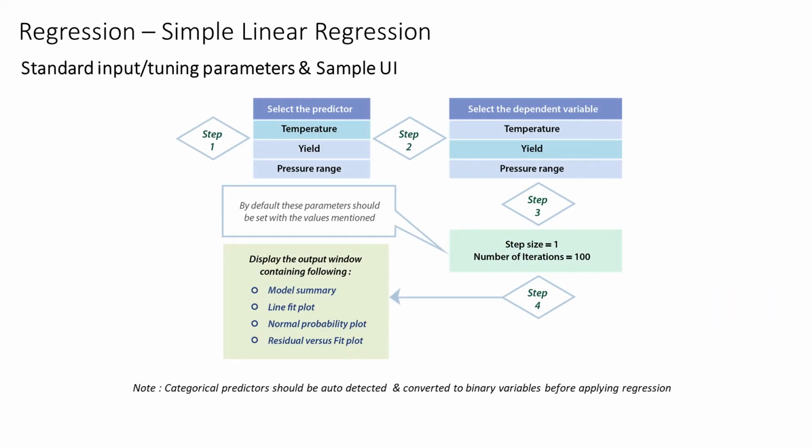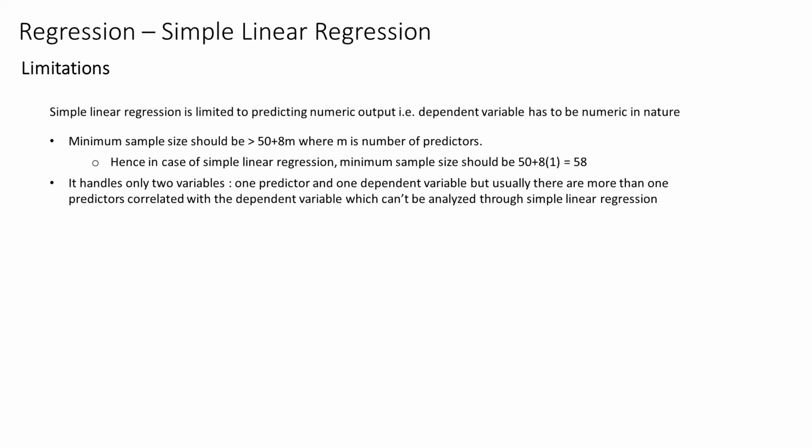A business might use simple linear regression when it wants to measure the impact of temperature on yield in order to better predict the availability of product and how the yield will affect inventory and sales. Simple linear regression is limited to predicting numeric output. The dependent variable has to be numeric in nature, and in a simple linear regression, the minimum sample size should be 58. This technique handles only two variables, one predictor and one dependent variable.